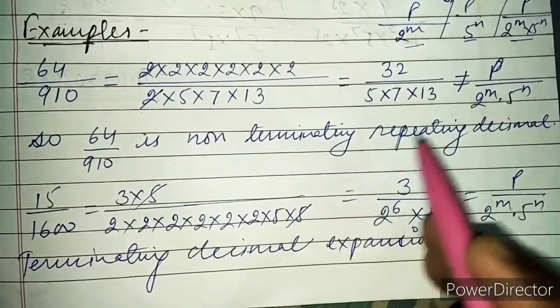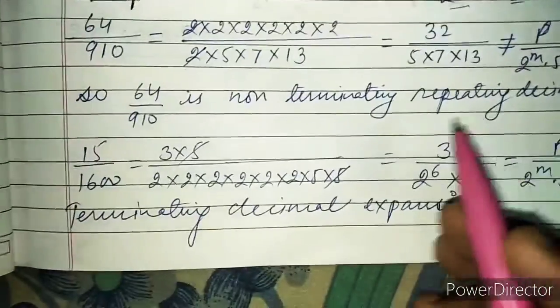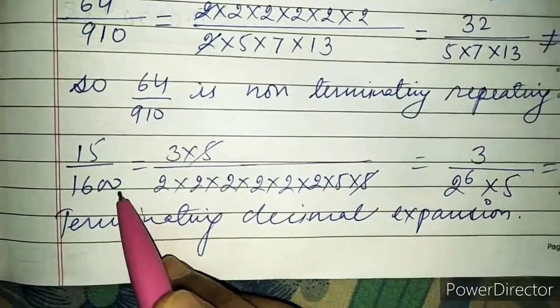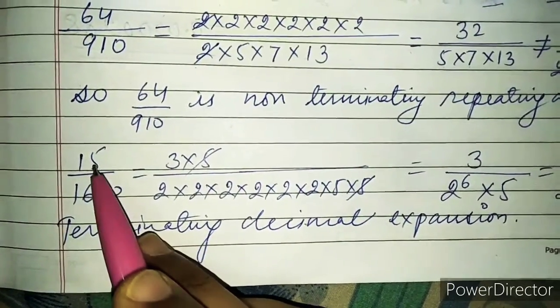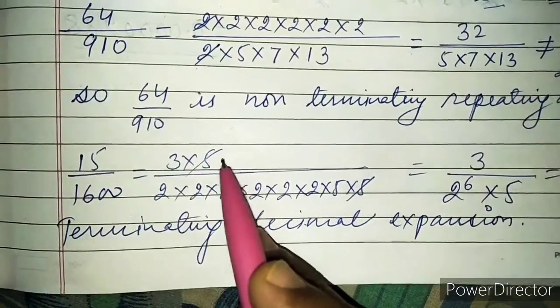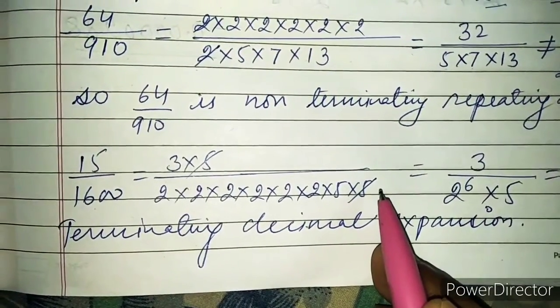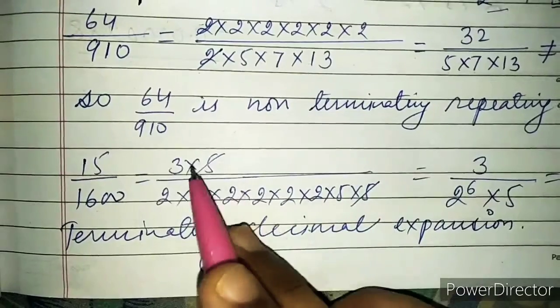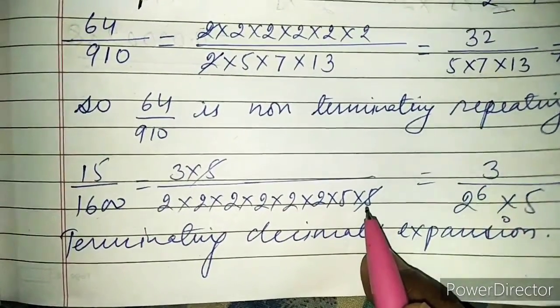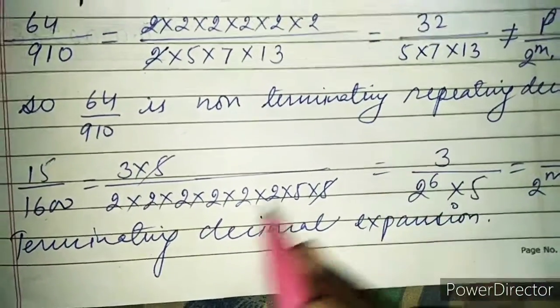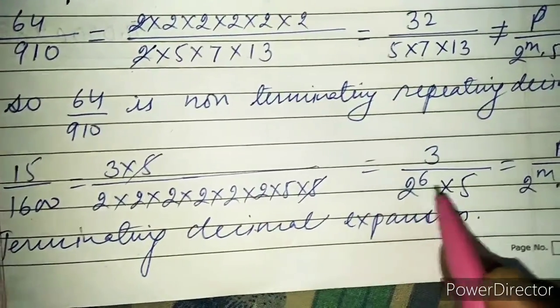If non-terminating, it will be repeating, right? Now take one more example, 15/1600. When we factorize, 15 will become 3 into 5, and when we factorize 1600 we get all these factors. Now see that 5 is common in both, so remove 5 from the numerator and denominator. It will become 3/2 to the power 6 into 5.